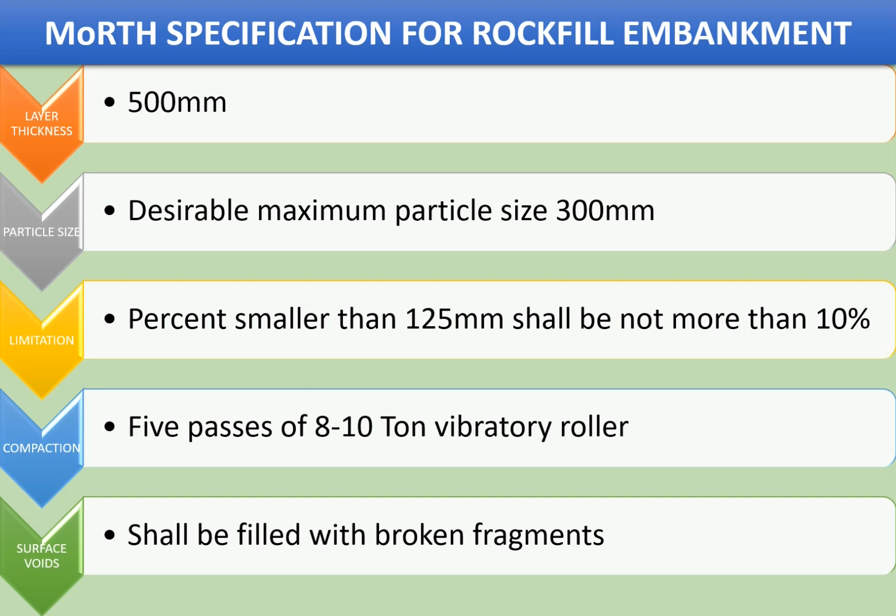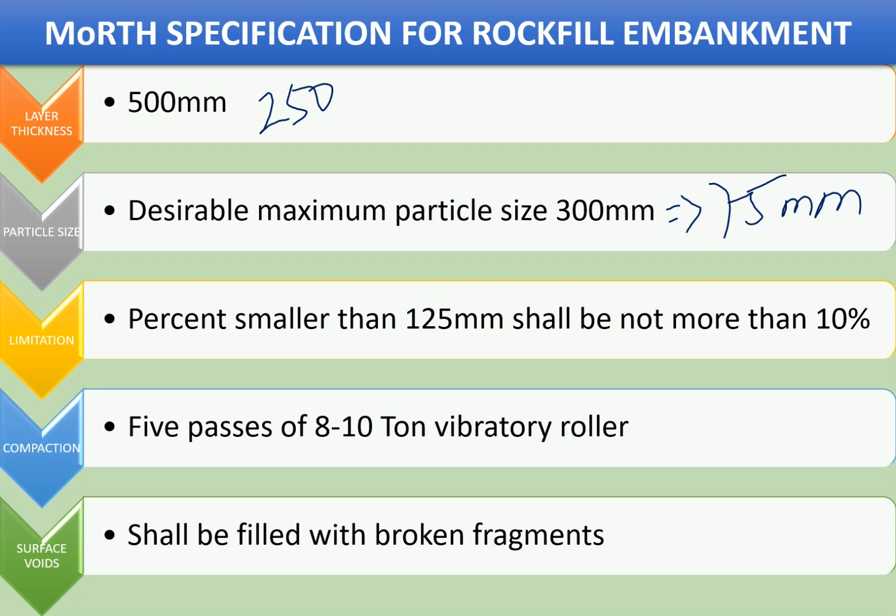If you see more specifications for rock embankment to be followed, the minimum layer thickness is 500 millimeters, the maximum layer thickness is 1000 millimeters, against the earthwork, which is 250 only. The desirable maximum particle size is 300 millimeters, whereas for embankment you have a maximum of 75 millimeters only. The percent smaller than 125 millimeters shall not be more than 10%.